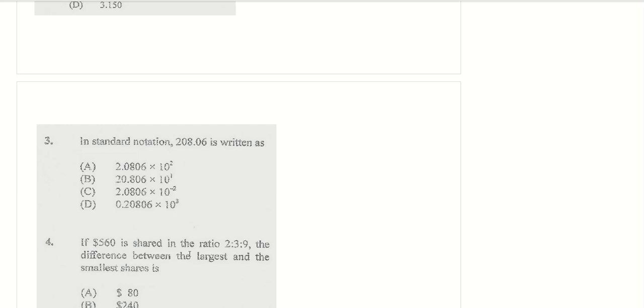In standard form means we want a multiplied by 10 to the power of n. A must be a single digit. This is a 3-digit number, so we want to shift it 1, 2. So you have 2.08 multiplied by 0806. Let's erase that.